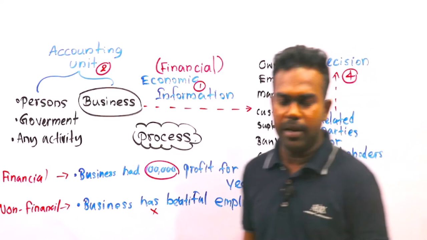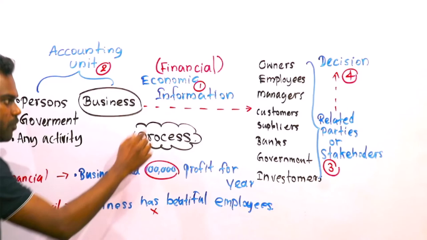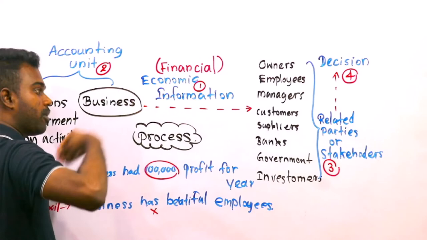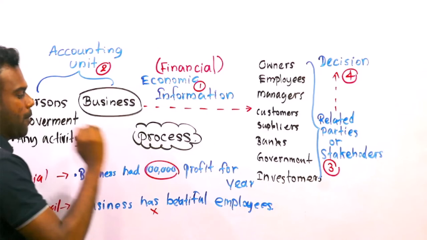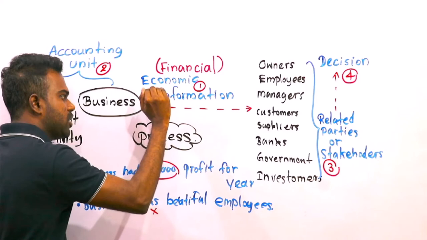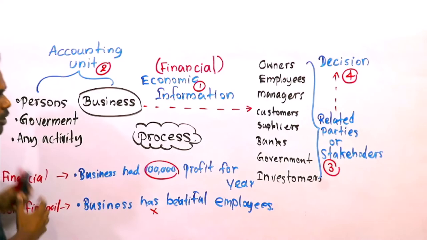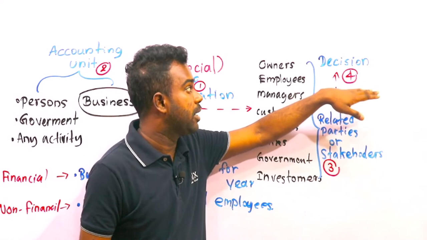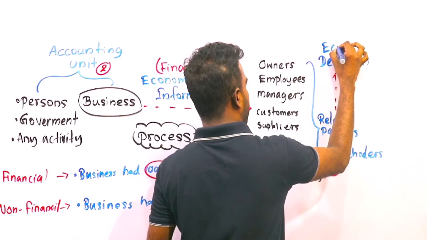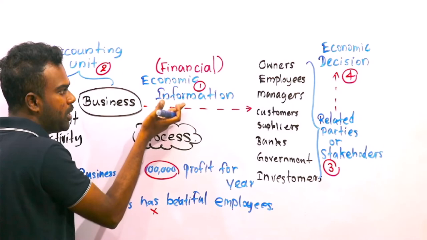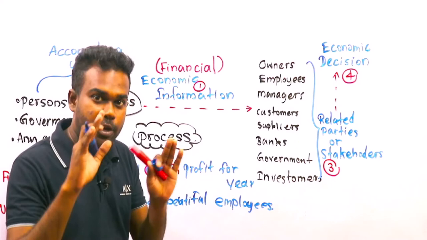Let's again create the definition for accounting. The process of providing what? Not providing all information, only money information. Process of providing economic information. Economic means financial. Process of providing economic information regarding what? An accounting unit, not only businesses but parties who are using accounting, for stakeholders to get what? Economic decisions, right? I write down here economic decisions. Why? Because decisions are made based on economic information. Then we normally call them economic decisions, right? Economic decisions based on financial information, based on economic information, right?